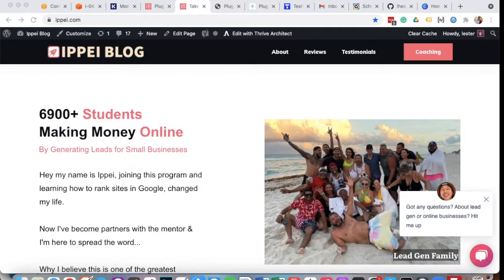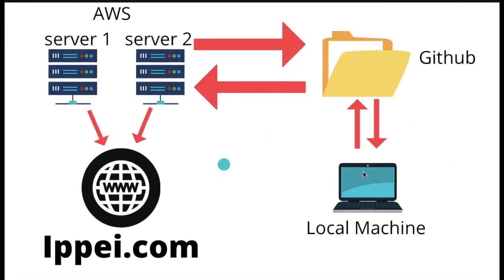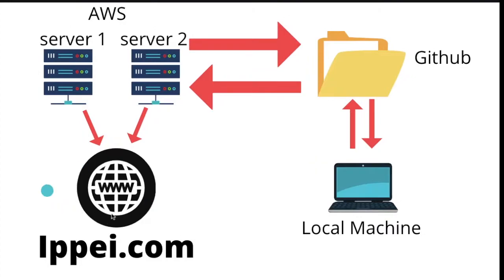Hi, in this video I'm going to show you how you can update or install plugins or themes on epay.com. But before that, we need to understand the structure. epay.com is currently hosted on Amazon Web Service with two instances, Server 1 and Server 2. The files for it are hosted on github.com.